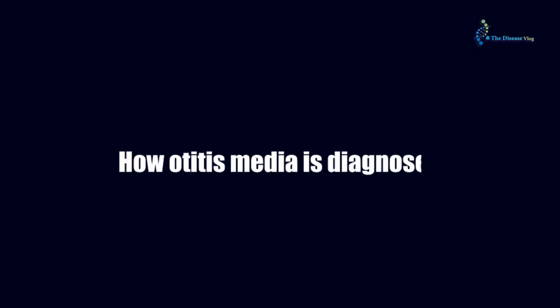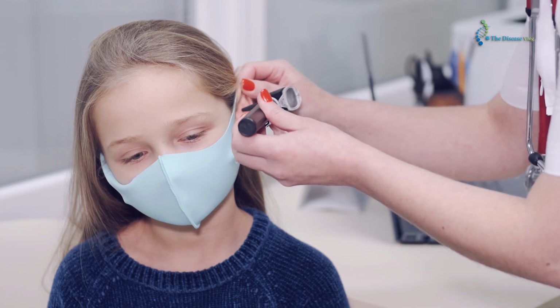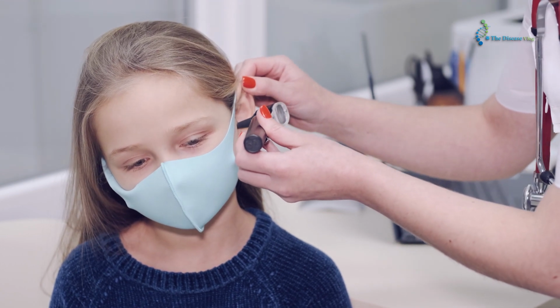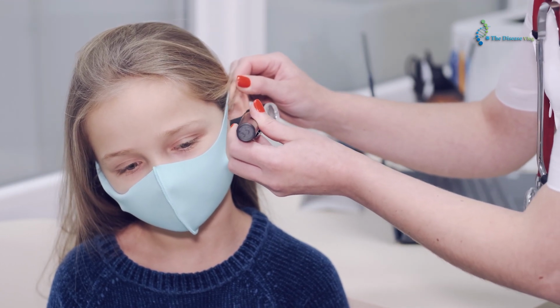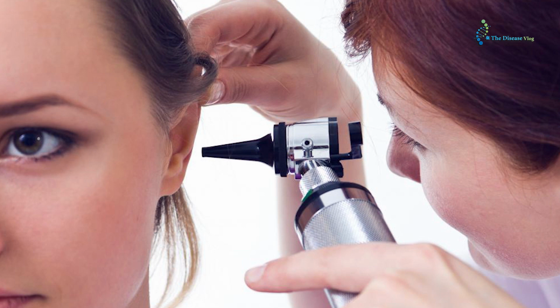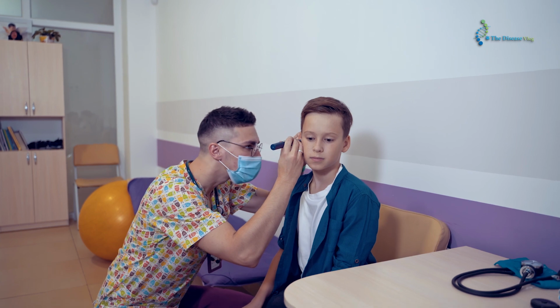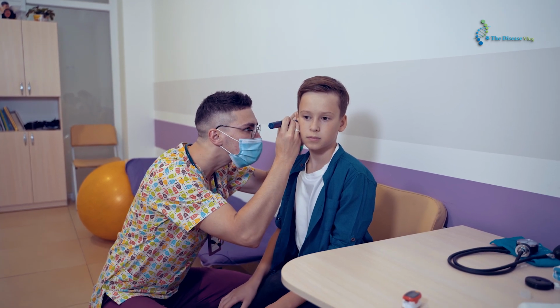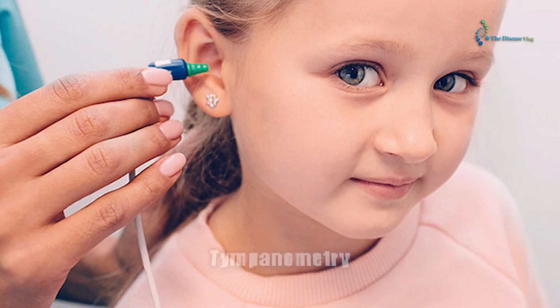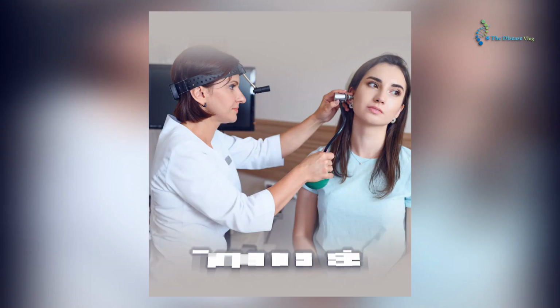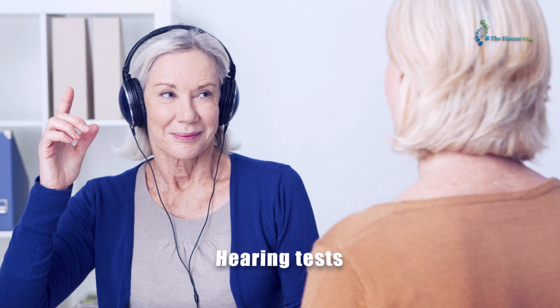How is otitis media diagnosed? If you are getting an infection, visit your doctor. You have to take a physical exam of the ear, in which the doctor uses an otoscope to see the eardrum. An otoscope is a small instrument, just like a small flashlight. Sometimes, the examiner may run tests on children's ears, like tympanometry, acoustic reflectometry, tympanocentesis, and hearing tests.